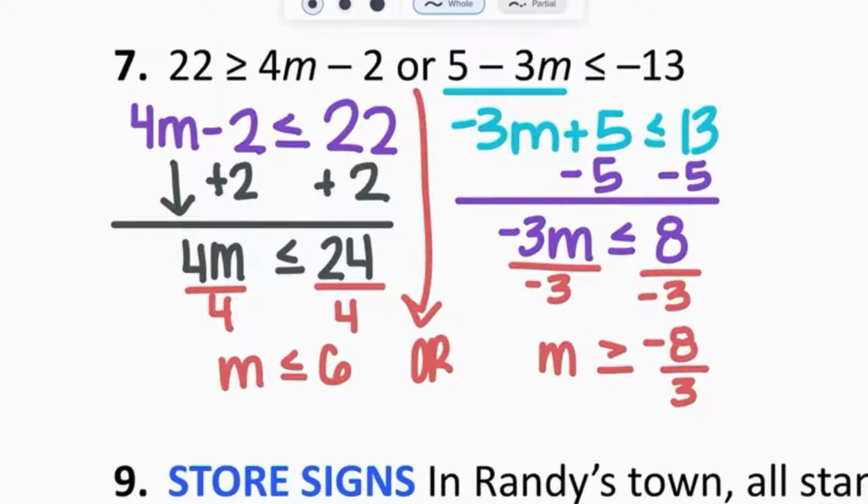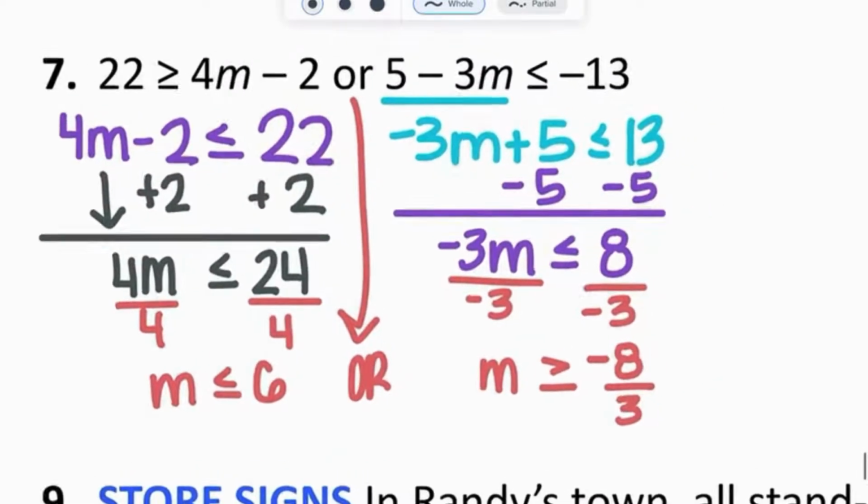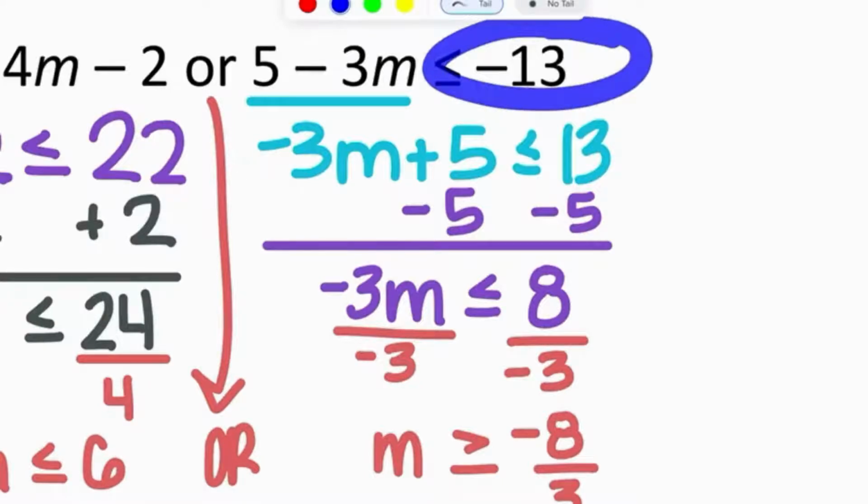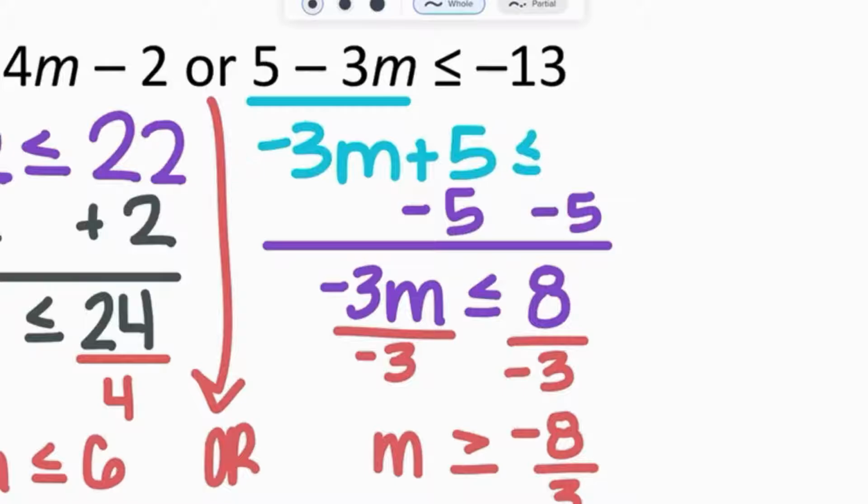Oops, I just realized I made a mistake. So notice really quickly, and I'm going to point this out, that's a negative 13, and I did not copy down the negative. So when I did that, that's actually going to completely change my answer.